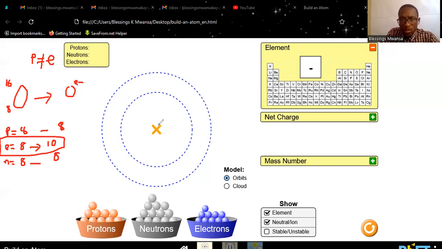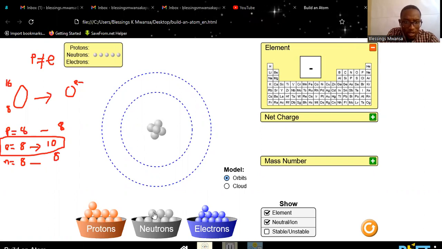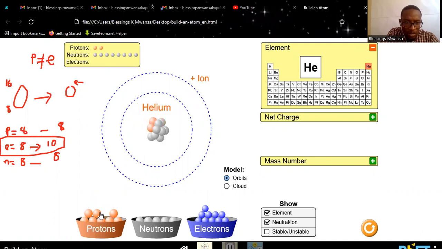So if we're going to build this, we'll look at the configuration. We should have 8 neutrons at the center. So that is 4, 5, 6, 7, 8. And then we should have 8 protons. How many are they? 6, 7, 8. And then the number of electrons, 2.